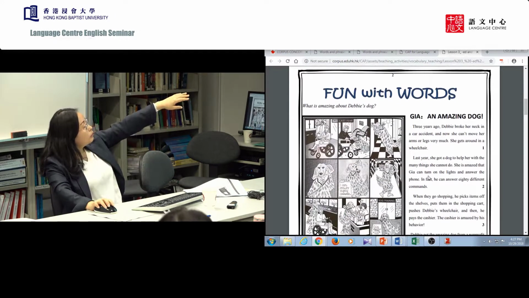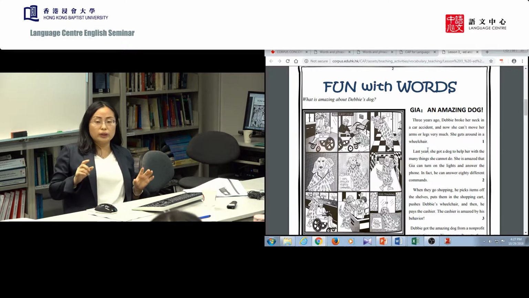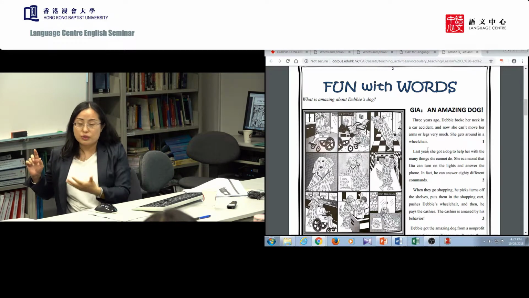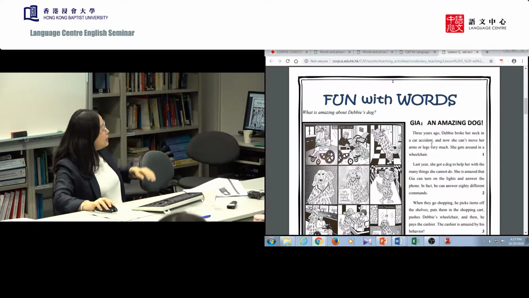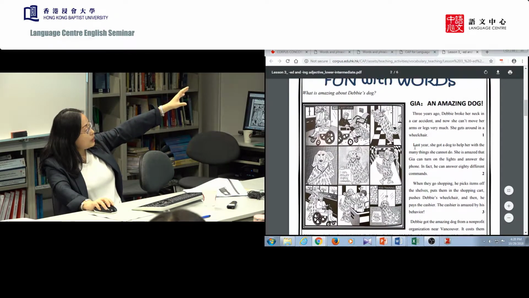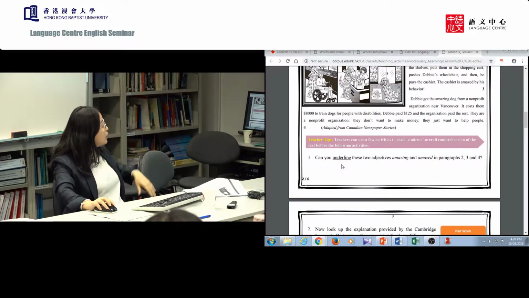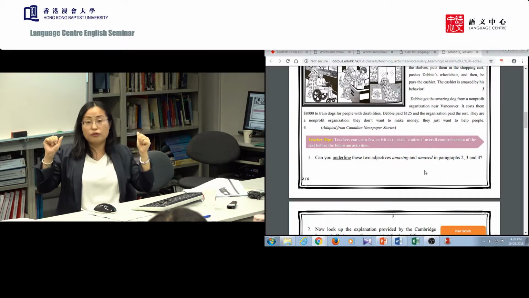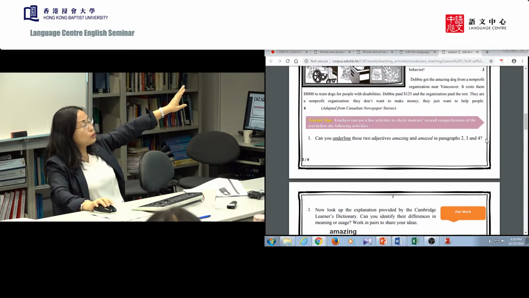The purpose of this activity is to help students differentiate between the ing adjective and the ed adjective, like interesting, interested, amazing, amazed, boring, bored. Here we focus on amazing and amazed. First we use a text to introduce amazing and amazed, and then students underline the two adjectives. In this case, we just draw attention to the language form for the first time, so they don't need to do much.